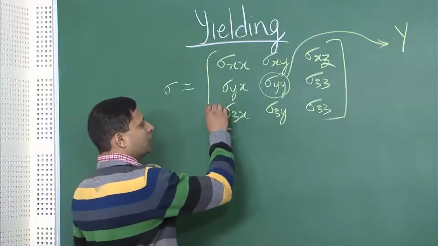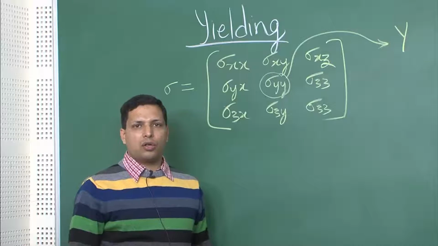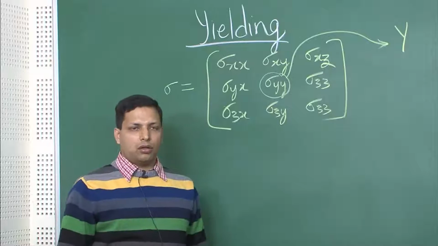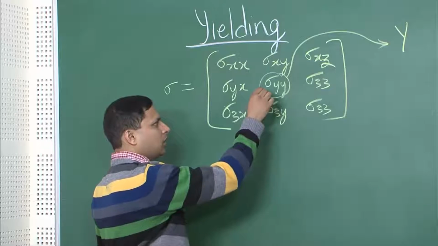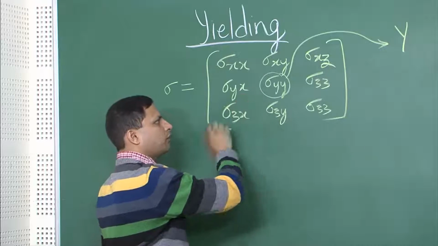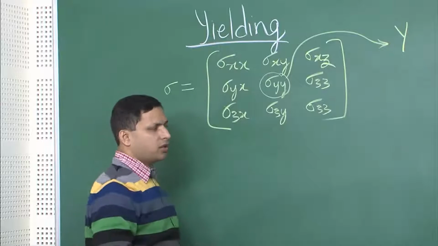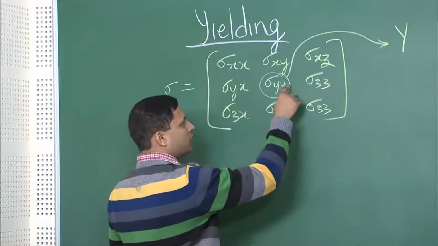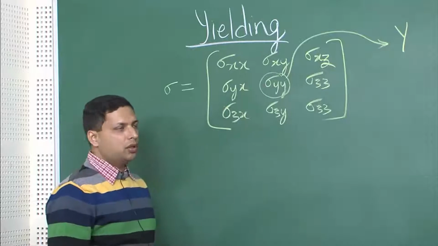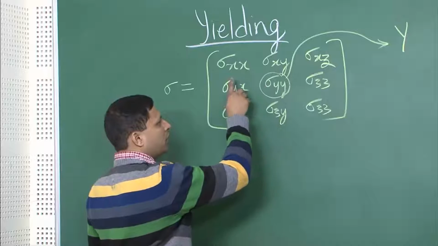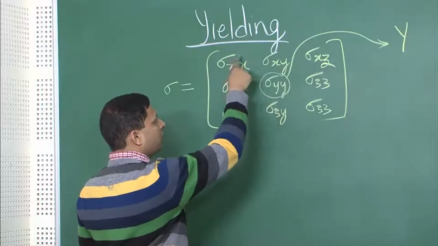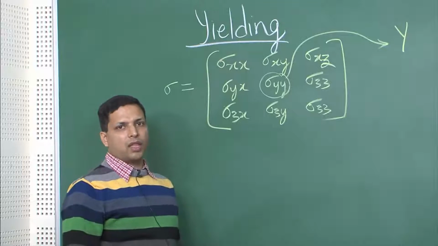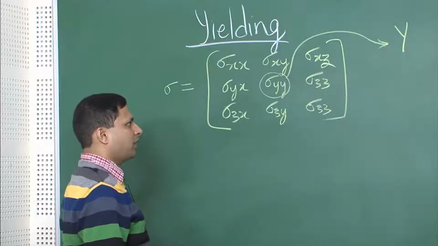But how do we talk about yielding, or the initiation of plastic deformation, when more than one of the components of this matrix is non-zero? In this particular case only this was non-zero, everything else was 0. What if more than one term is non-zero? Let us say this is non-zero and there are two or three more terms which are non-zero, then how do we define that deformation has started or begun?